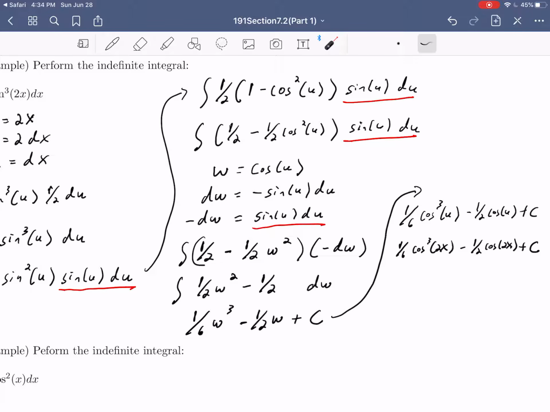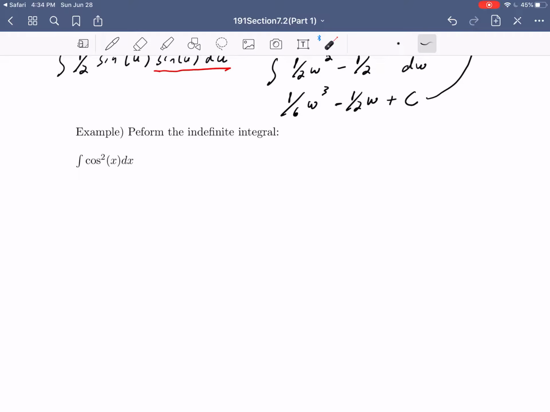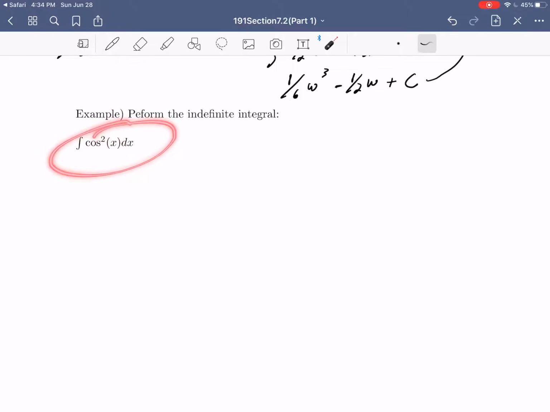Okay, let's go ahead and take a look at a situation where we don't have an odd exponent and see how to handle that. So for the next one, before we actually put a summary up for this, let's go ahead and see if we can figure out how to perform this indefinite integral, which is cosine squared.